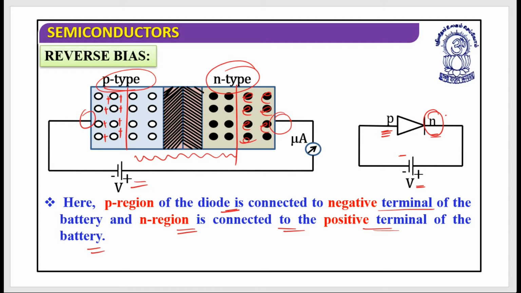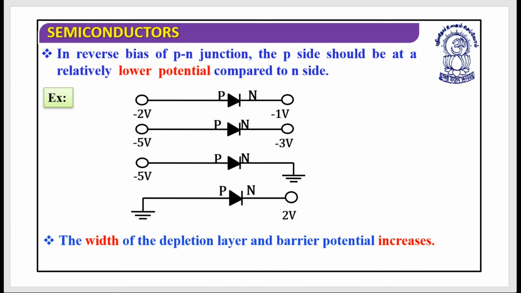So this is the situation when we connect the p-type material with the negative terminal of the battery and the n-type material with the positive terminal of the battery. So in reverse bias of the p-n junction diode, the p side should be at a relatively lower potential compared to the n side. Let's look at certain examples of it. Here the p-type material is connected with minus 2 volt and the n-type material with minus 1 volt. Yes, the p-type material is at a relatively lower voltage.